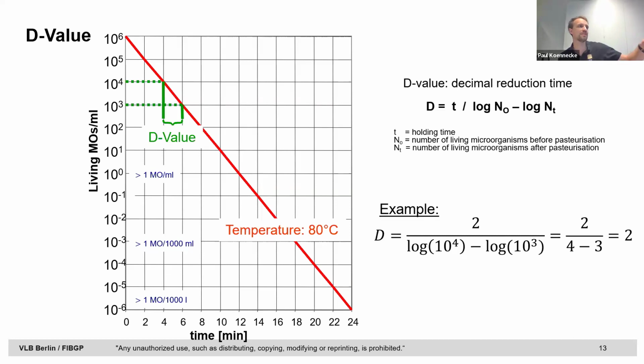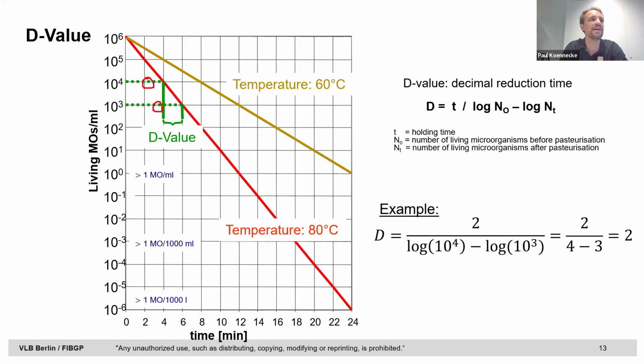And yeah, just to give you a little example, so the decimal reduction time here, as you can see, is just when we come from, like, 10,000 to 1,000 germs. And what time do we need to achieve this at the temperature 80 degrees? So what can we expect? And we have the temperature of 60 degrees. Of course, we will have a lower or a higher d-value, because we need more time to reduce the same amount of germs.